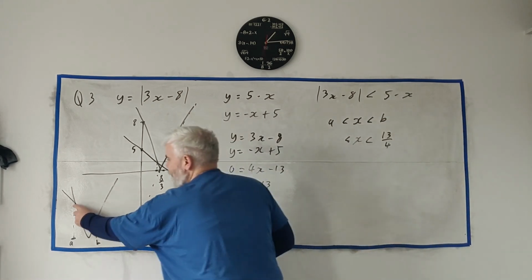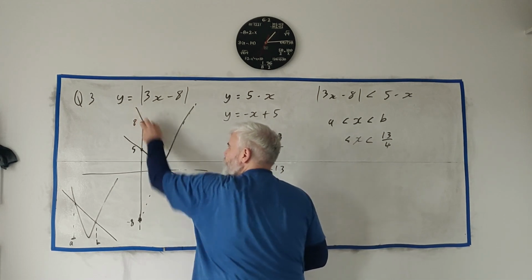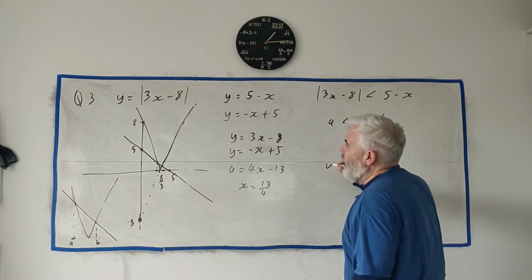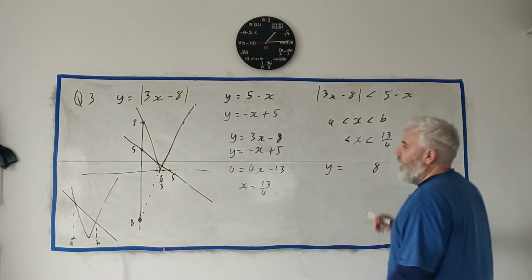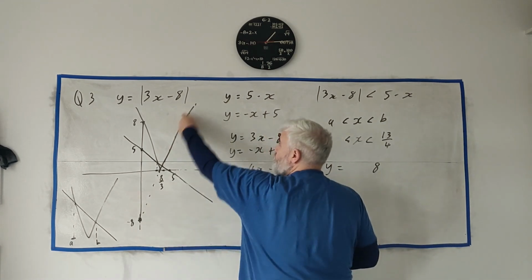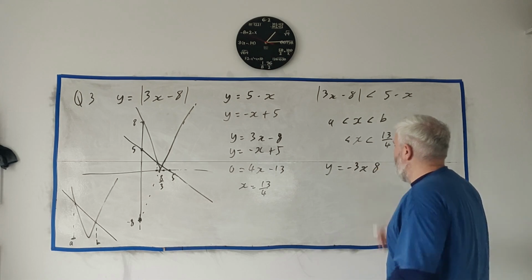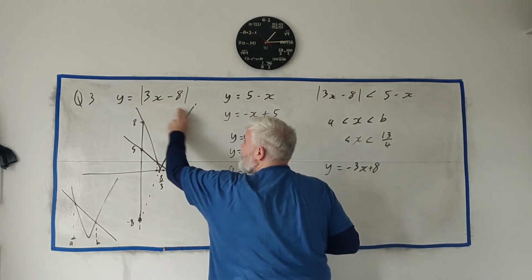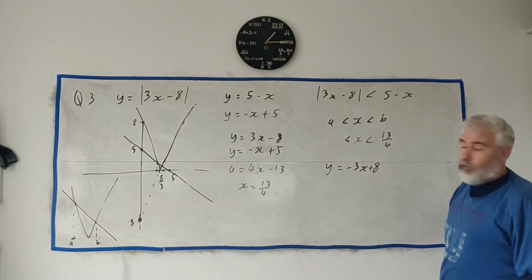To get the other one is a little bit more complicated, because we don't have an equation for this line. This was the bounce of this one. But hopefully it's quite easy to see. The y-intercept is 8, and the slope of this one was 3. The slope of this one is minus 3. Or a much better way to think of that is, it's just minus this: minus 3x minus minus 8, plus 8.